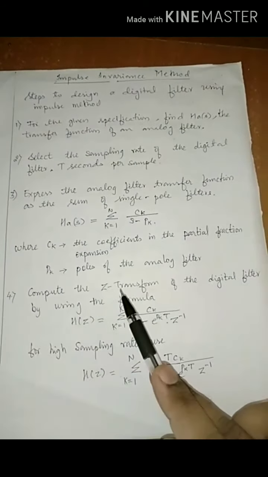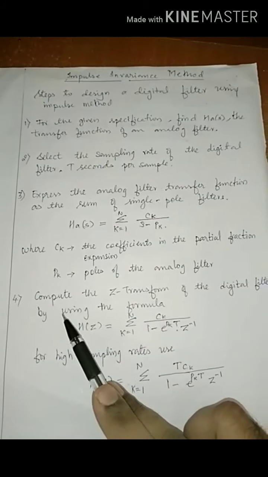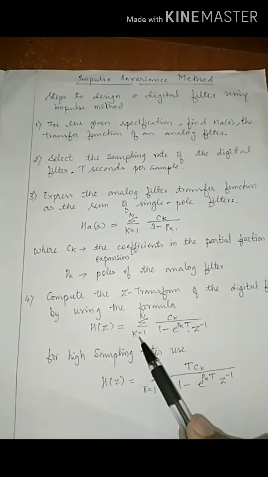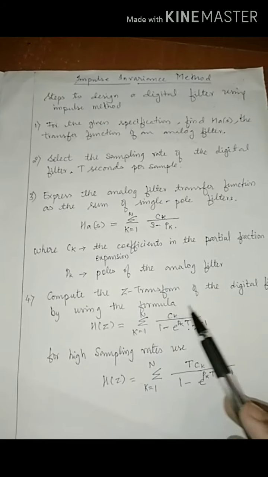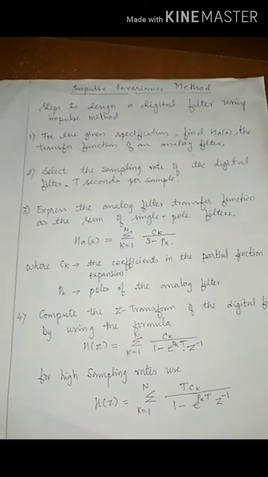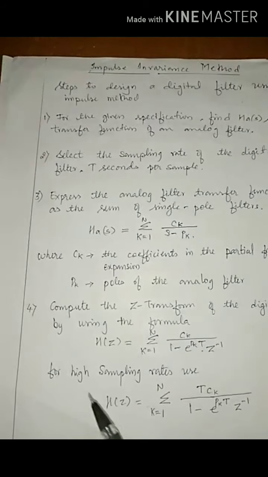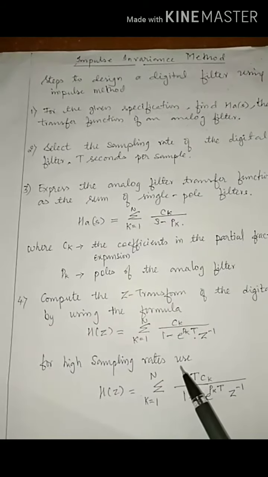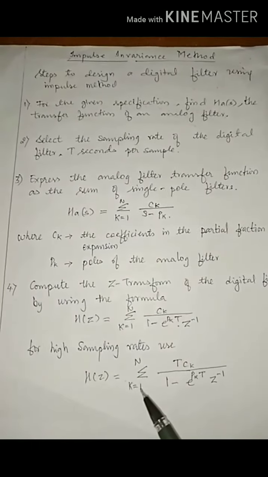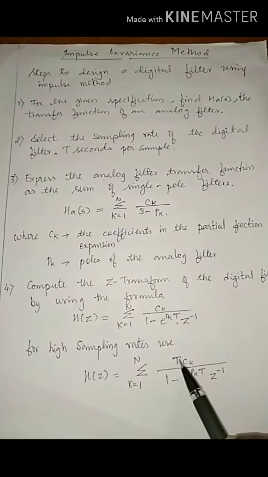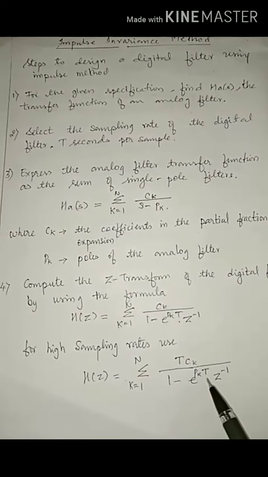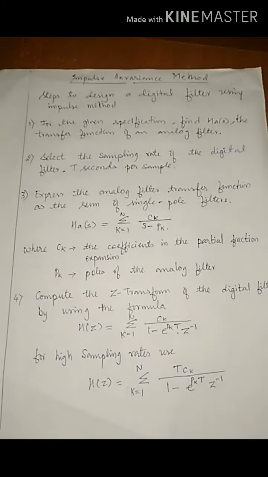Now compute the Z transform of the digital filter by using the formula. H of Z is equal to the summation k equal to 1 to N, C_k divided by 1 minus e raised to P_k T into Z raised to minus 1. For a high sampling rate, you need to use this formula: H of Z is equal to the summation k equal to 1 to N, T into C_k divided by 1 minus e raised to P_k T into Z raised to minus 1.